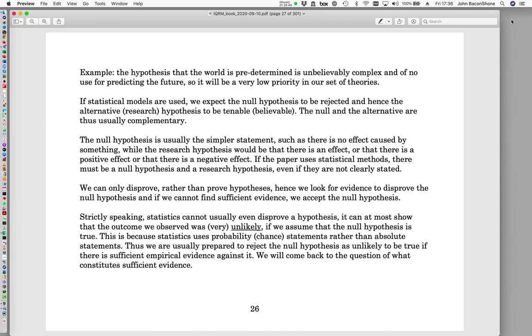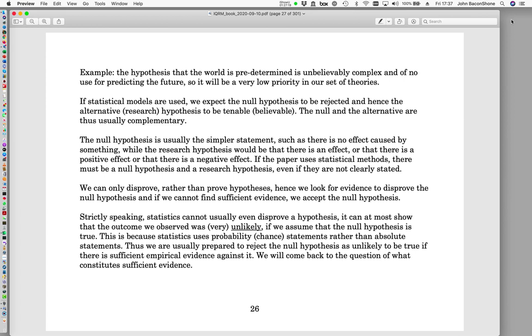So let me just give you one extreme example. The extreme example says the world is predetermined. So if the world is predetermined, that means, for example, where every atomic particle is at any time from the beginning of time to the end of time is predetermined. So that is a mind-boggling complex hypothesis, right?